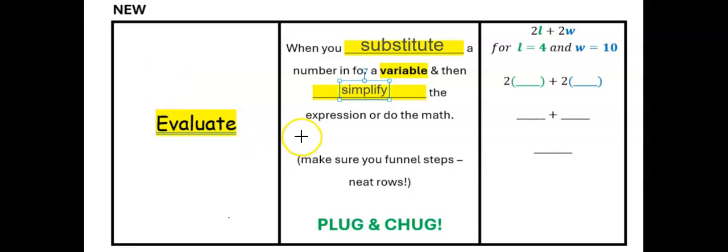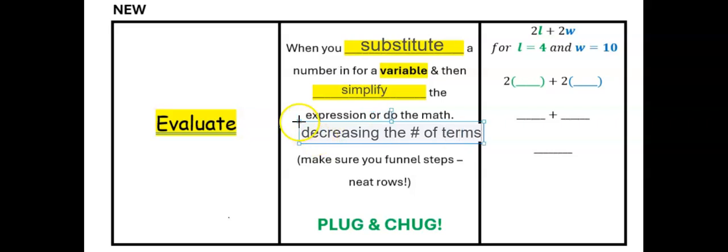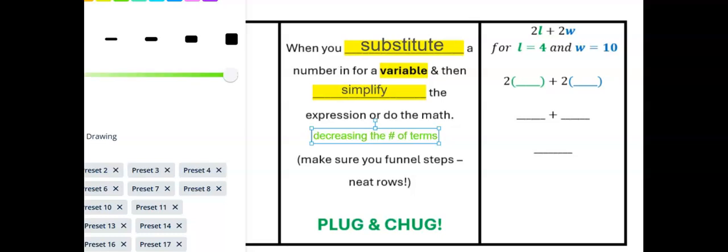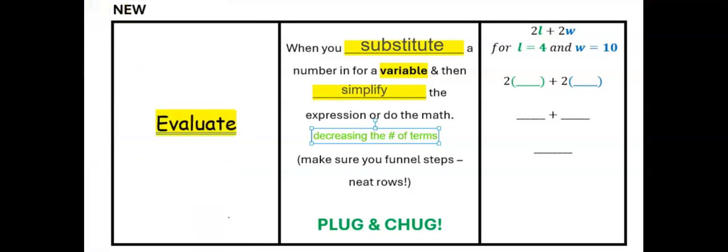Okay, so remember when we simplify an expression, we're decreasing the number of terms in that expression. And to do that, we follow order of operations and we perform those operations, which whittles our numbers down to a single simple answer. And this should not be new. You've done it before with geometry formulas.